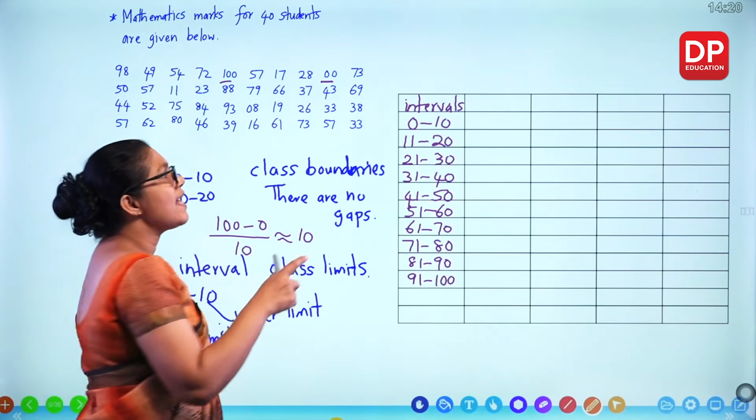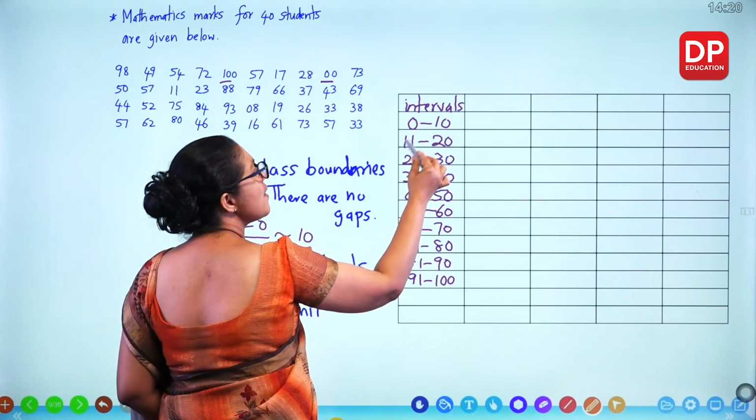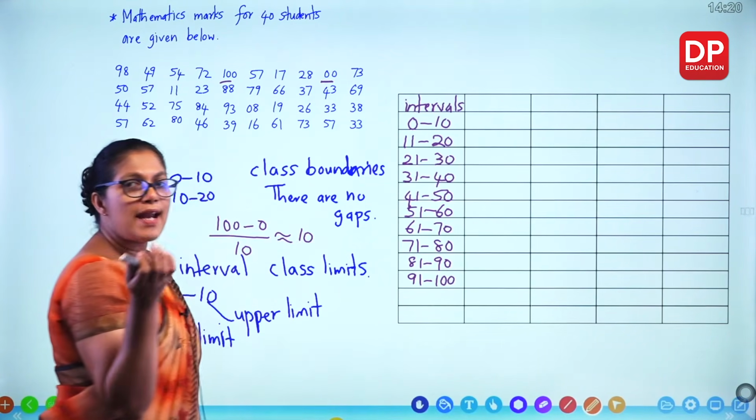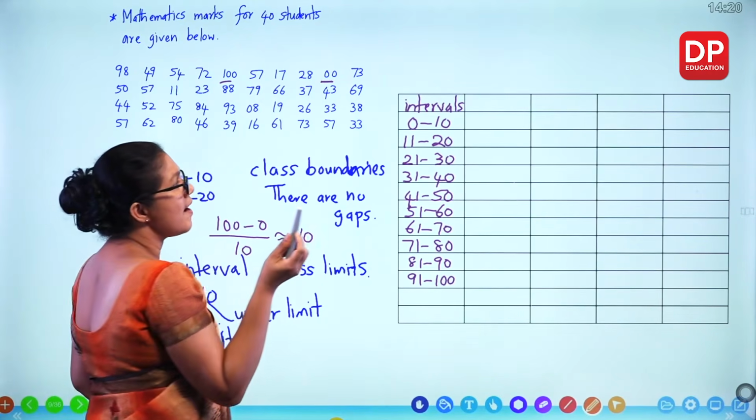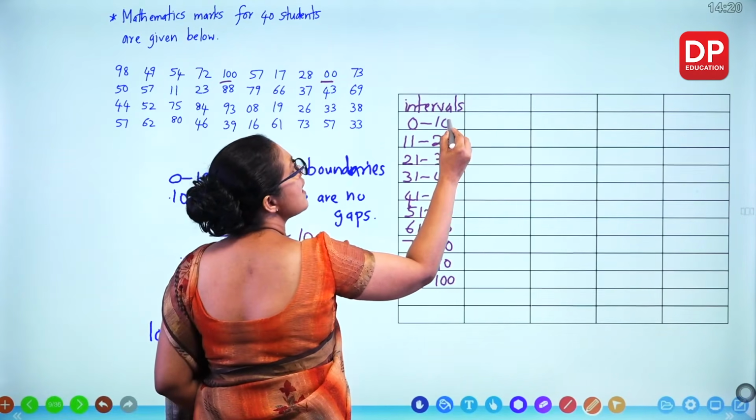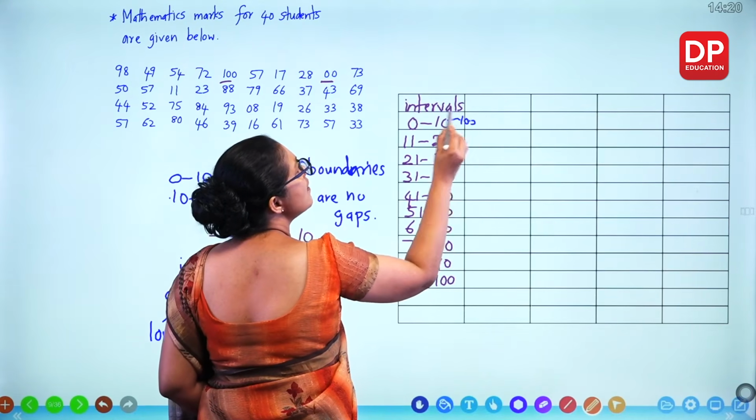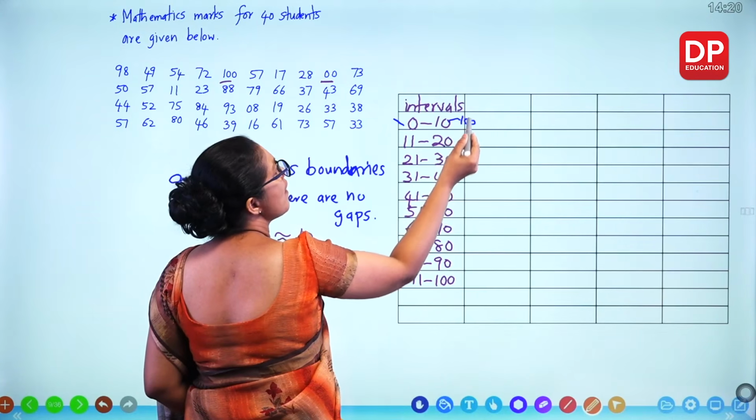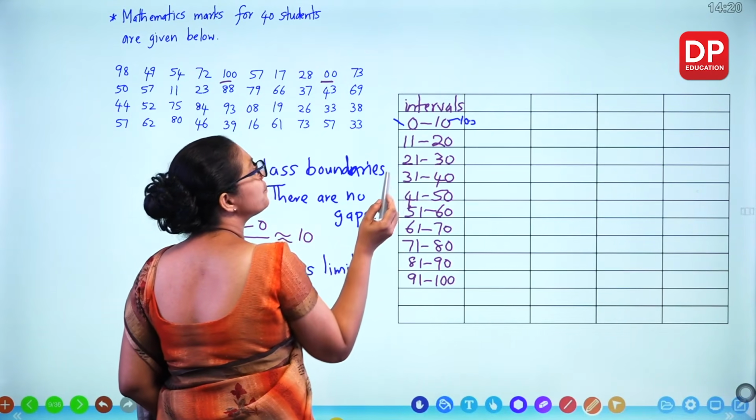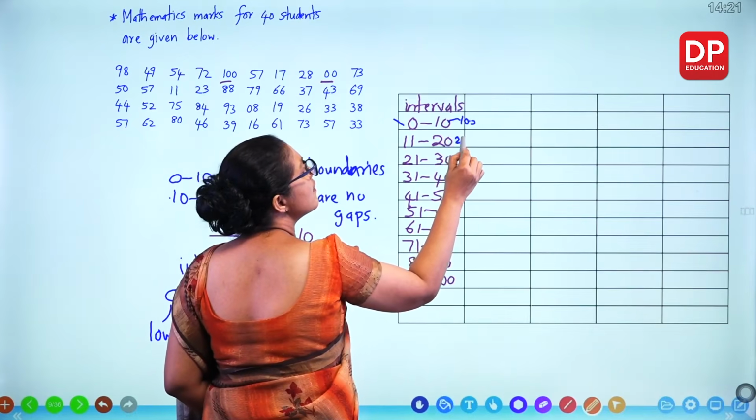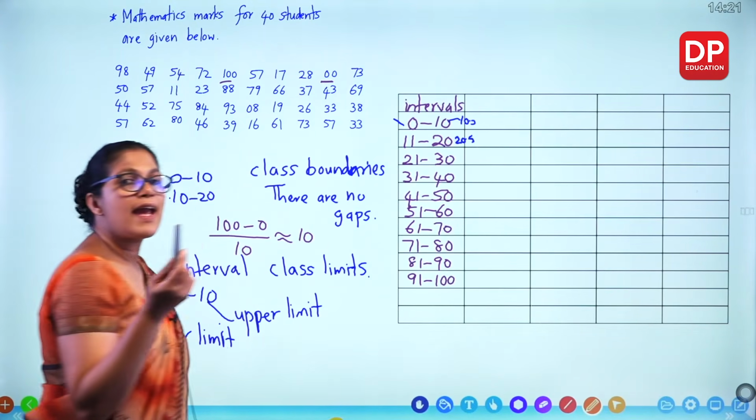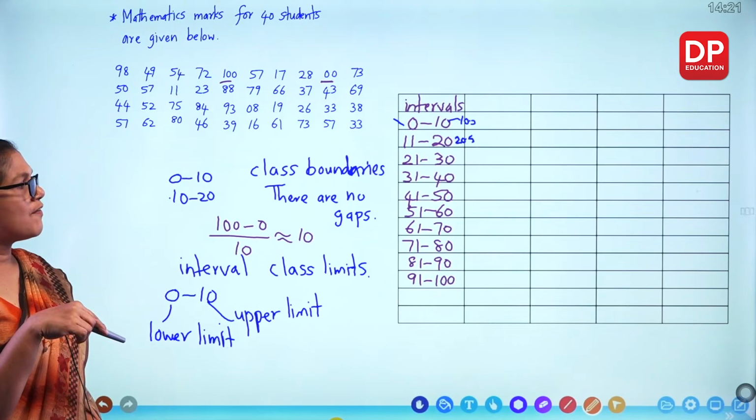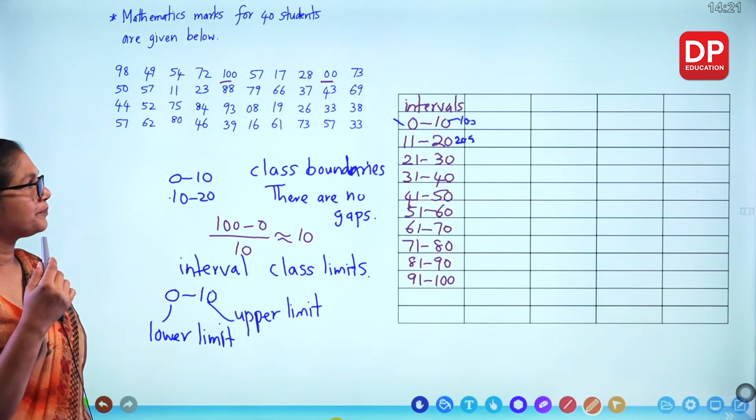What we do, we take the average. Look at this one. How can we get rid of this gap? 10 and 11. You add it and divide by 2. So, I can write 10.5 and here 0.5, 0 to 10.5, 10.5 to 20.5. So like that you can create intervals. But here we'll do all these values with limits.